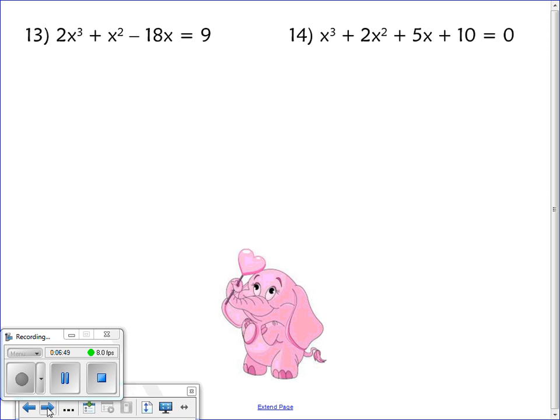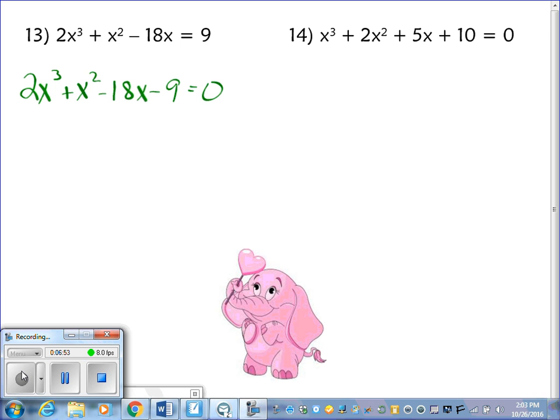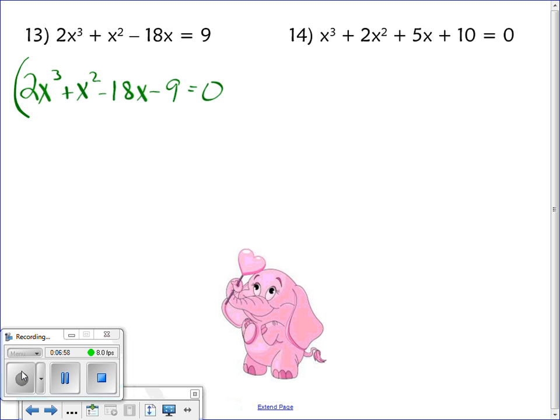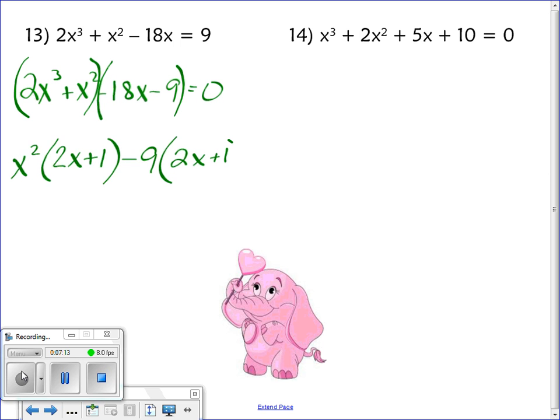You guys want to try one on your own? All right. Try number 13. First thing, set it equal to 0. Went ahead and did that. Group the first two. Group the last two. GCF in the first set. What's left? GCF here. What's left? Common factor. What's left?